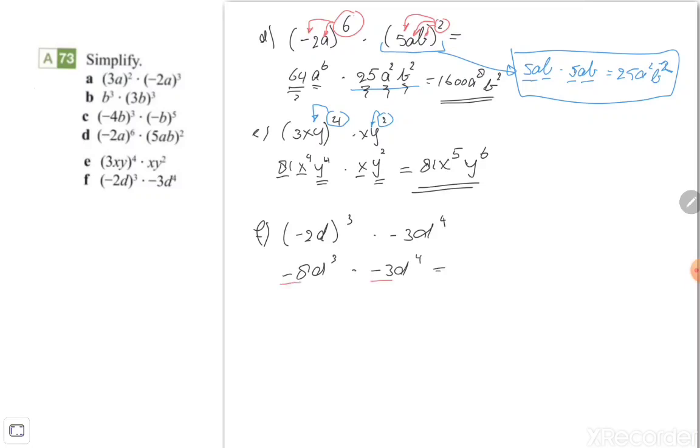Minus 8 times minus 3 is 24, and then d to the power of 3 times d to the power of 4 is d to the power of 7. And those are the exercises from exercise 73 on page number 122.